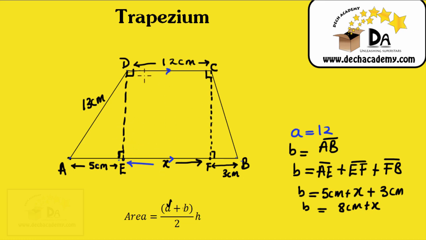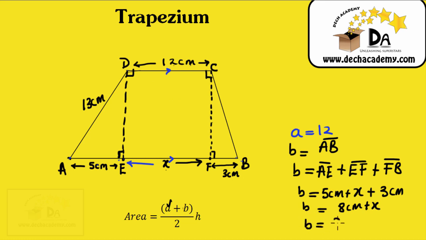The opposite sides are parallel. This side is parallel to this side. This side and this side are also parallel. So we have a four-sided shape, which means it's a rectangle. Opposite sides must have equal length in a rectangle, so X must be equal to 12 centimeters.